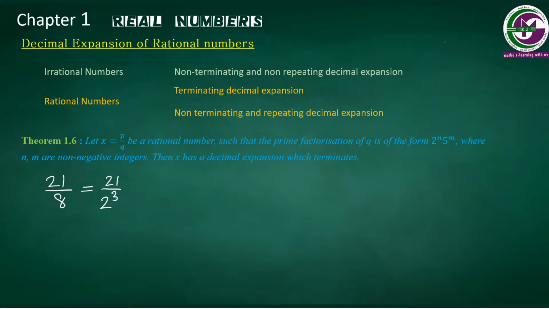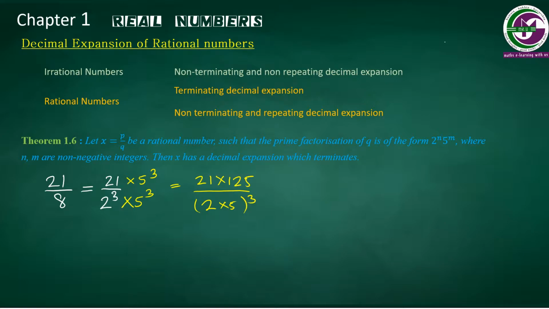Now to find the decimal expansion, it is not required to divide 21 by 8. We have a simple method to find the decimal expansion when it terminates. So what we'll do is make pairs of 2 and 5. There is no 5 here, and there are three 2's, right? So we'll multiply 5 cube in the denominator and in the numerator. So we'll get 21 times 125 divided by 2 times 5 the whole cube.